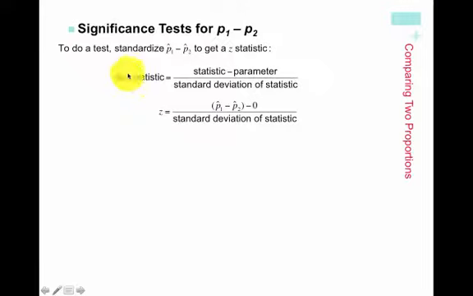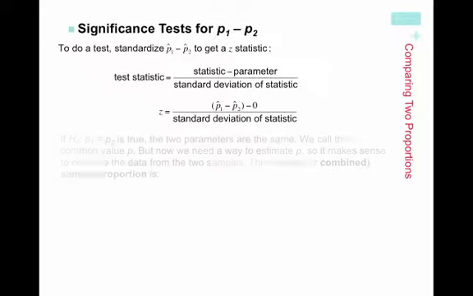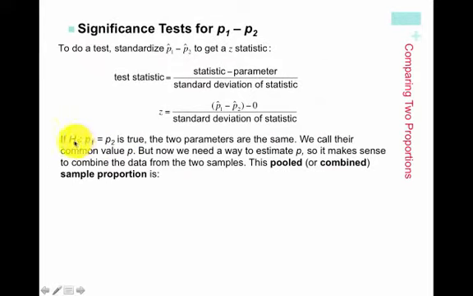Our test statistic, remember, our z-score, is the statistic, the difference between the p-hats, minus the parameter, so minus 0 in this case, because our null hypothesis is that the difference is 0. And then we divide by the standard deviation. If our null hypothesis is true, that is, if there's no difference between the two proportions, the two parameters are the same, and we'll call their value p. But we need a way to estimate p. We use p-hat as an estimate for p1 and p2.